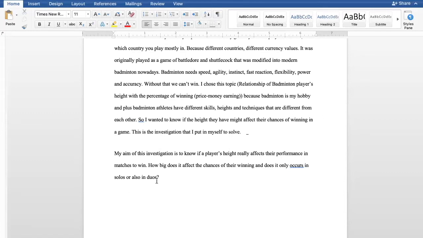If you want to include them, that is fine, but that is going to be difficult because if you want to do doubles, then the height of the two players may be different. How big does height really affect? Again, this is chances. If you use chances, that means you are not being consistent, because at the beginning you did not mention chances. It's more toward prize money. So please be very careful, but I will leave this to you. My aim of this investigation is to know if a player's height really affects their performance in matches to win.